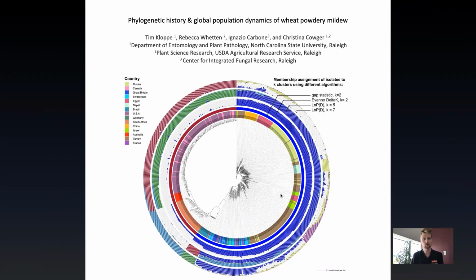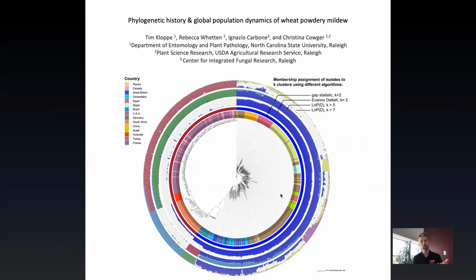It's about the phylogenetic history and global population dynamics of wheat powdery mildew. I want to start with a question, though, first, which is, what is sustainable agriculture and why would we care about it? Well, I think it's important that the tools we developed are used wisely because it's a continuously changing and dynamic pathogen population adapting to those tools.